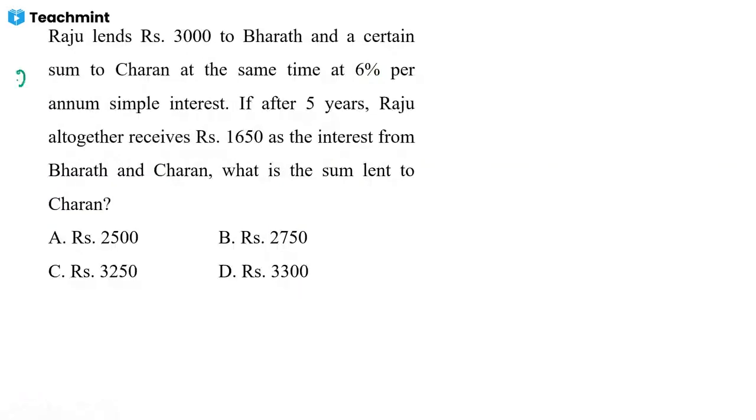Now, related to simple interest and compound interest. Raju gave 3,000 to Bharat and a certain amount to Charan at the same time, and 6% per annum interest is given. After 4 years, he received 1,650 as the interest from Bharat and Charan. So how much amount is given to Charan is the question. For interest, if you want to use the formula, interest is calculated on principal. So the total interest you got is 1,650.